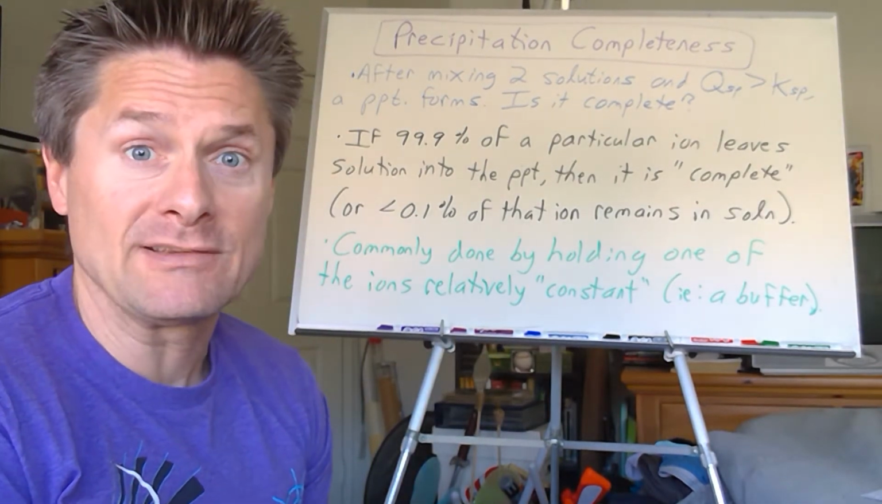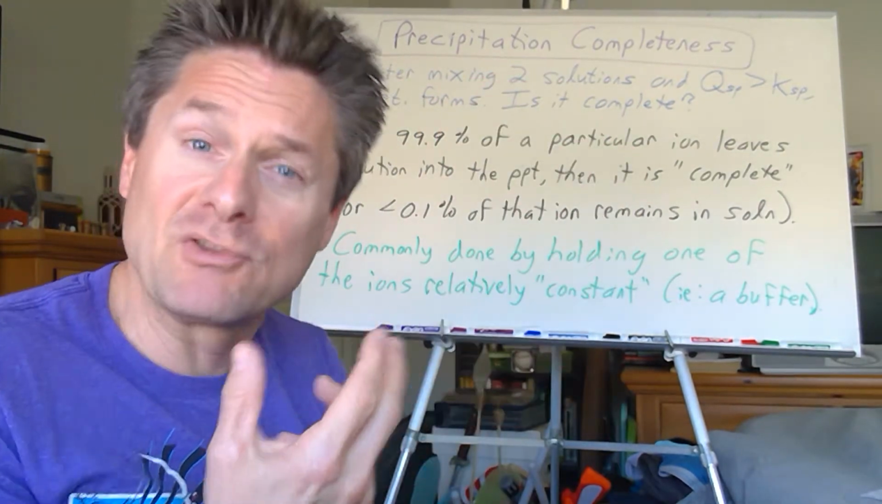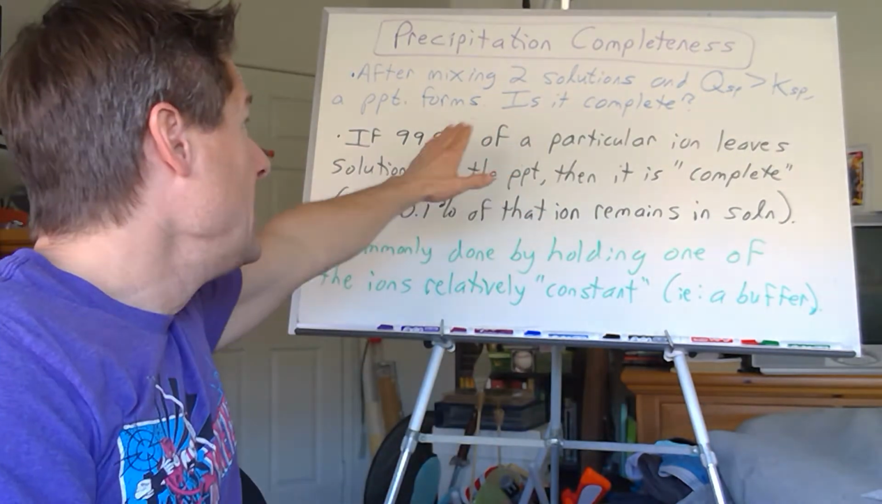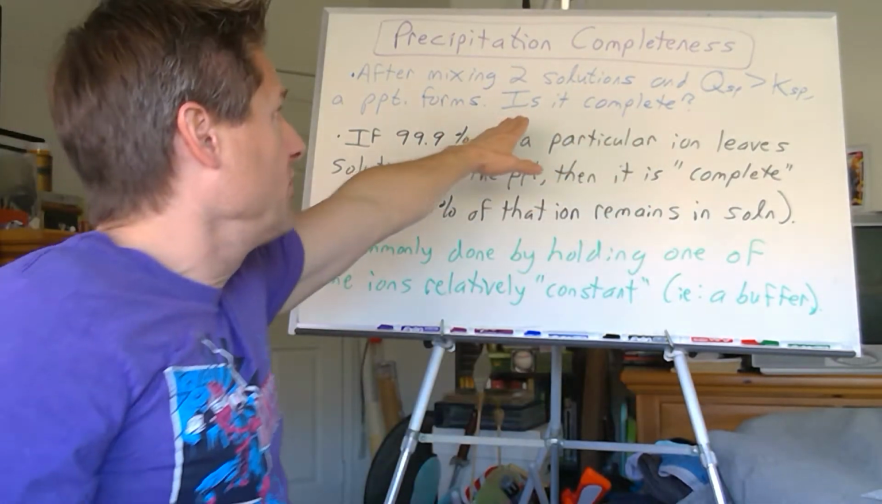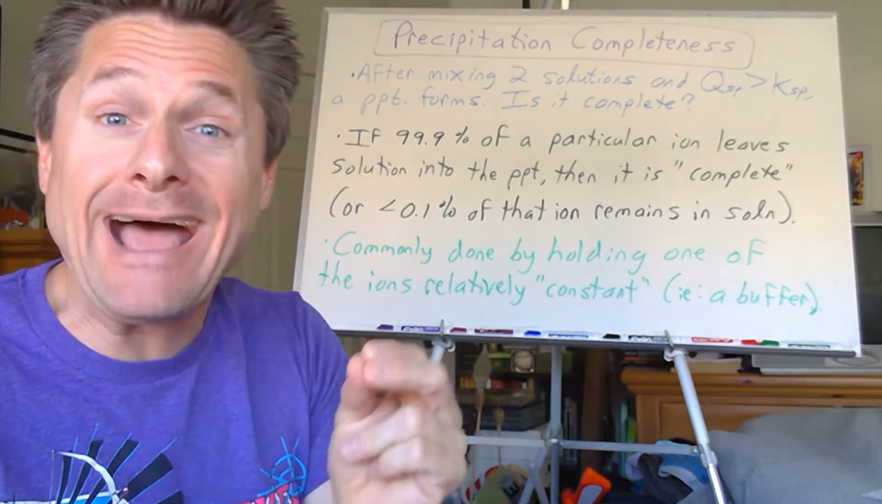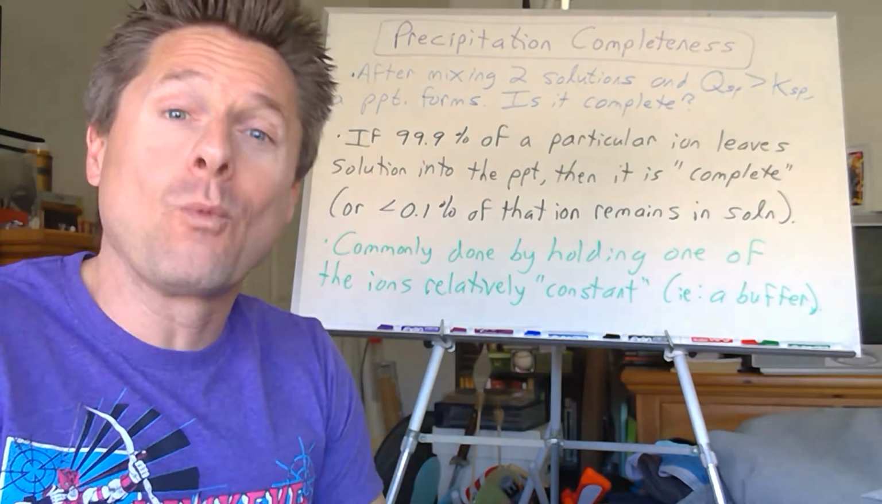So we can look and say, this is what I had originally, this is how much is left in solution. How much did I pull out? Or we can say, how much do I have left? The qualification for whether a precipitation is complete is that we pulled out 99.9%. That's a pretty strict qualification there.